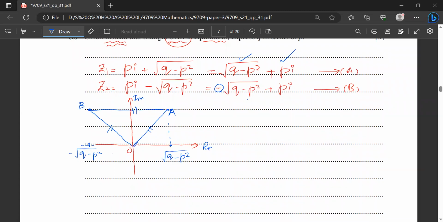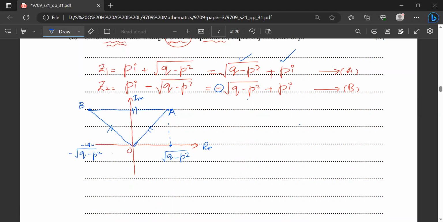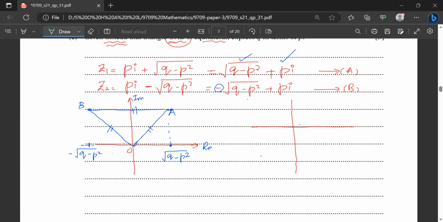The other fact is that all angles are 60, 60, and 60. Each angle is 60. But I'm using the length idea here. The other option is that we draw the real axis and the imaginary axis. So the other possibility is that we can take a point here and a point here.